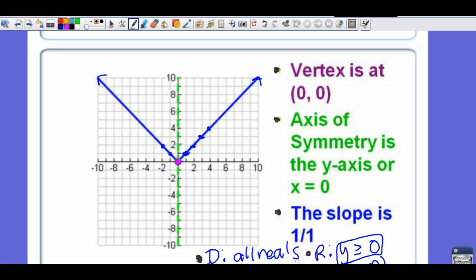All absolute value graphs have a domain of all reals. What's the domain of an absolute value graph? All reals. The range relates to the vertex. We're going to talk more in depth about that over the next few days.